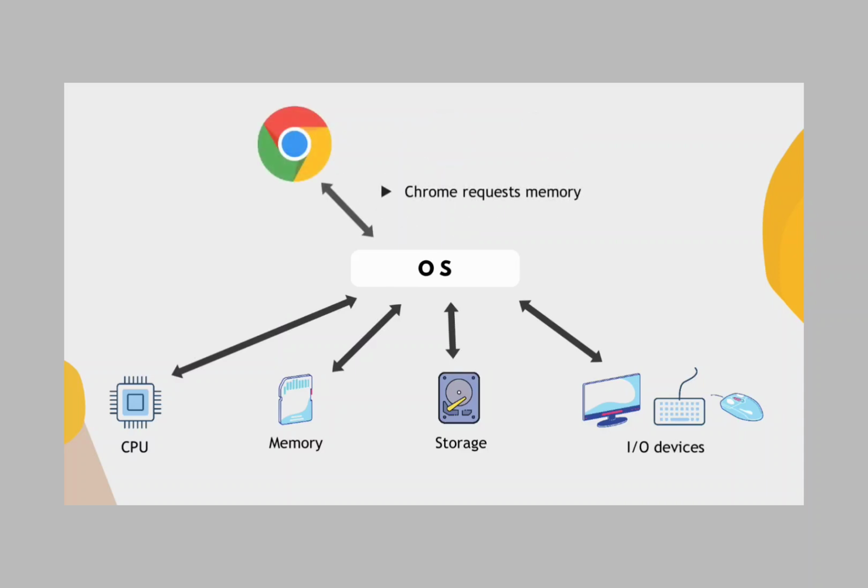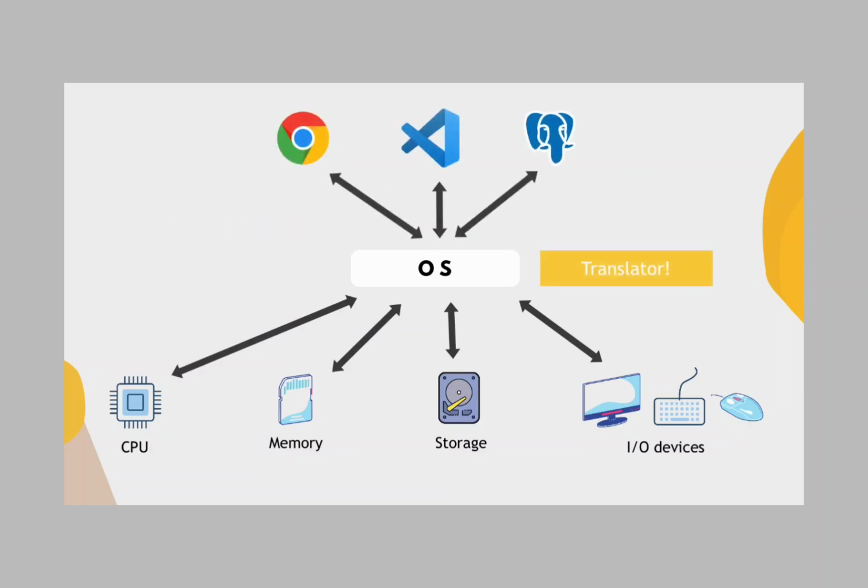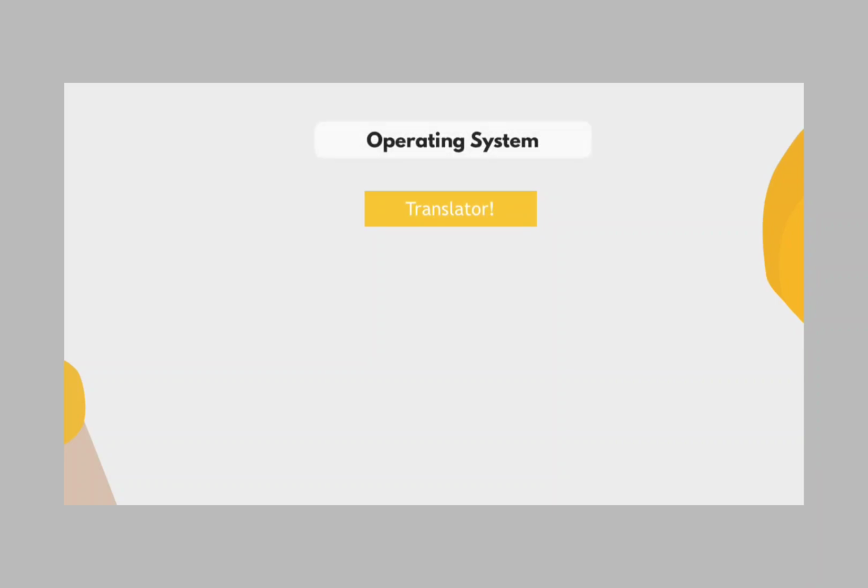So Chrome application will request memory to save some temporary data by asking the operating system, hey, can you get me some memory from hardware? Or when you click the icon to start the application, operating system will interpret your mouse click and tell the browser application to start. Again, allocating resources like CPU and memory to it. So it's a translator between the applications that run on your computer and the hardware that your computer is made up of.